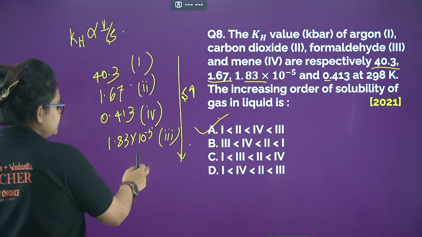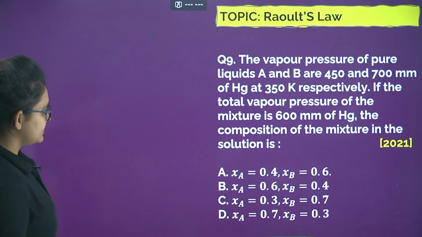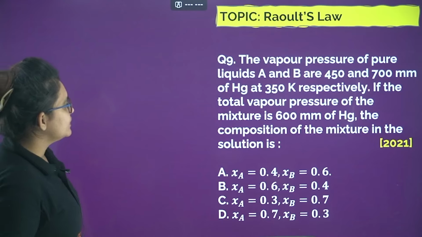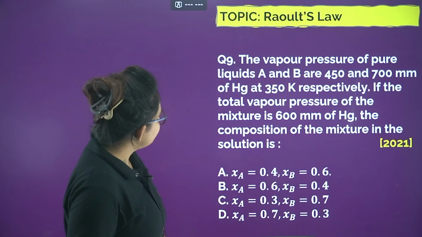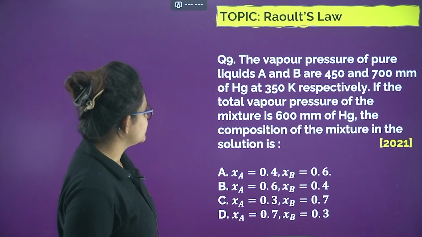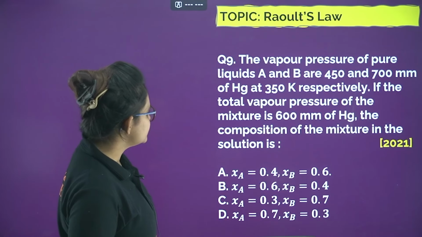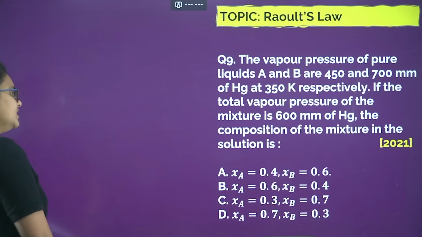Let's proceed further. Now this particular question is from Raoult's law. The vapor pressures of pure liquids A and B are given. If the total vapor pressure of the mixture is 600 mm of Hg, you have to find out the composition of the mixture. Simply, you have to directly apply Raoult's law.